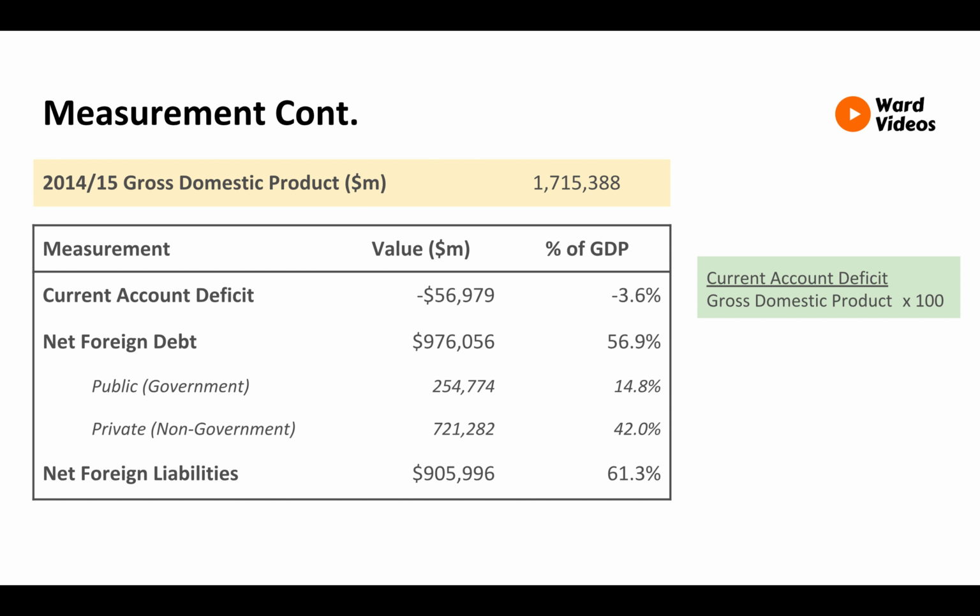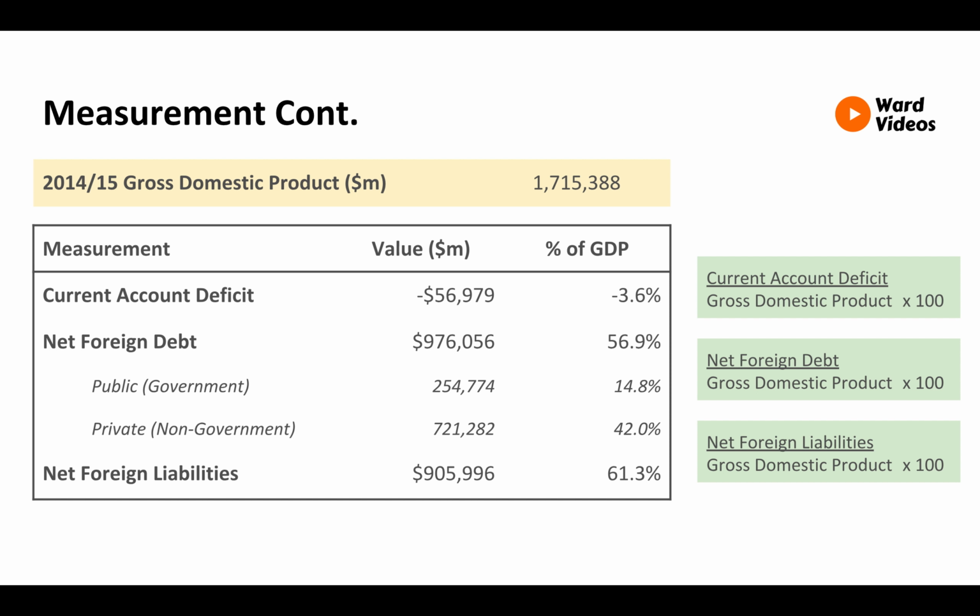We do the same for net foreign debt and for net foreign liabilities. Now, with net foreign debt, it's often divided into the public and private debt, and it can be seen that most of Australia's foreign debt is from the private sector.